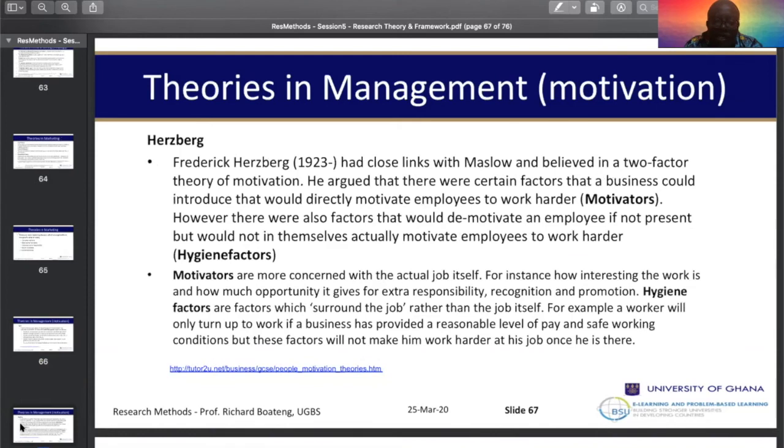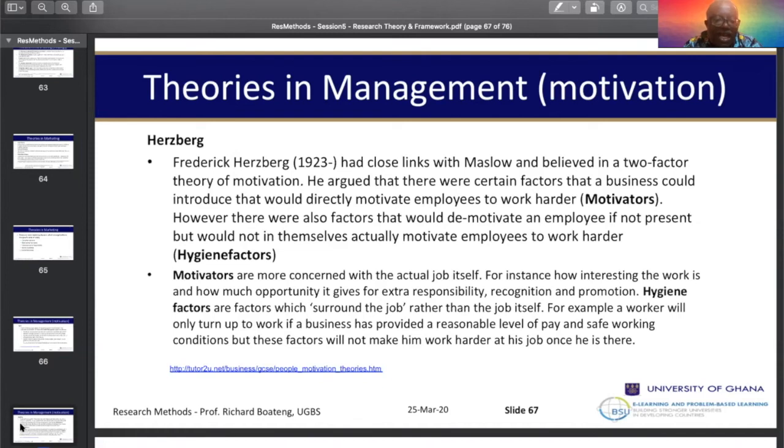Then I've got Herzberg. Herzberg, who has close links to Maslow, believed in the two-factor theory of motivation. That means there are things the business could introduce that could directly motivate employees to work harder. One was the hygiene factors, and another was the motivating factors. The hygiene factors are factors that would demotivate an employee if not present, but will not in themselves actually motivate the employee. Those create an environment favorable for the person to be motivated. And then you have the motivating factors.